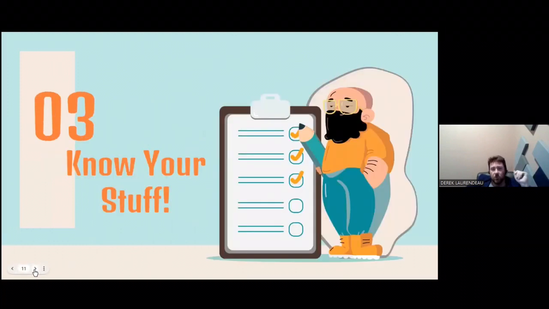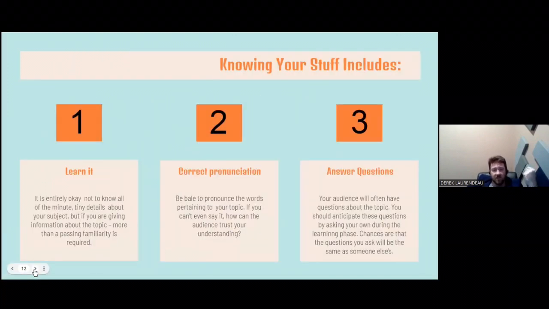So what do I mean by knowing your stuff? These are the 3 steps to knowing your stuff. First, you need to learn it. Okay. It's okay not to know every little detail about your subject. But the more you know about it, the easier it will be for you to discuss it and talk about it and answer questions.